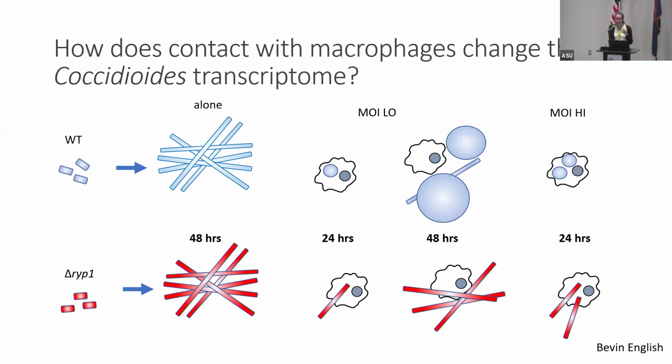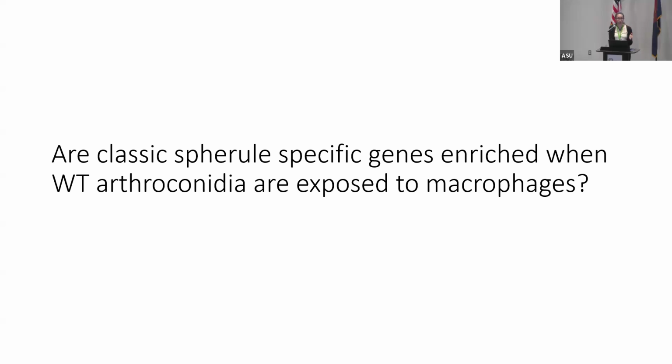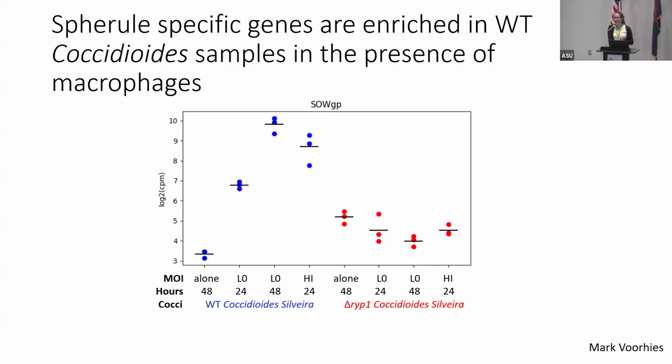So we have beautiful classic genes that have been shown by many members of this group, classic spherule specific genes that can be enriched in our arthroconidia that are exposed to normal spherulation conditions, but we also wanted to see if they're up when we expose to macrophages. So I will show you here a plot that looks at our counts per million, or the transcripts that we see in our different conditions.